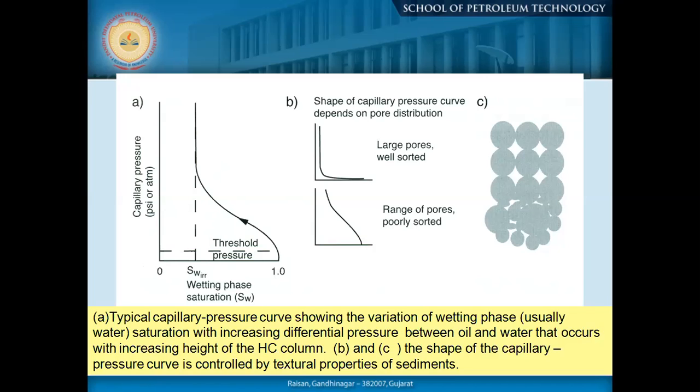Yes, it's large pores and very well sorted, because if you see, more or less 70-80% saturation is done at a single capillary pressure. So that's why the size of the pores is very homogeneously distributed. But if you see the lower graph, incremental increase in capillary pressure only increases saturation slightly. So that's why the pore sizes are poorly sorted.